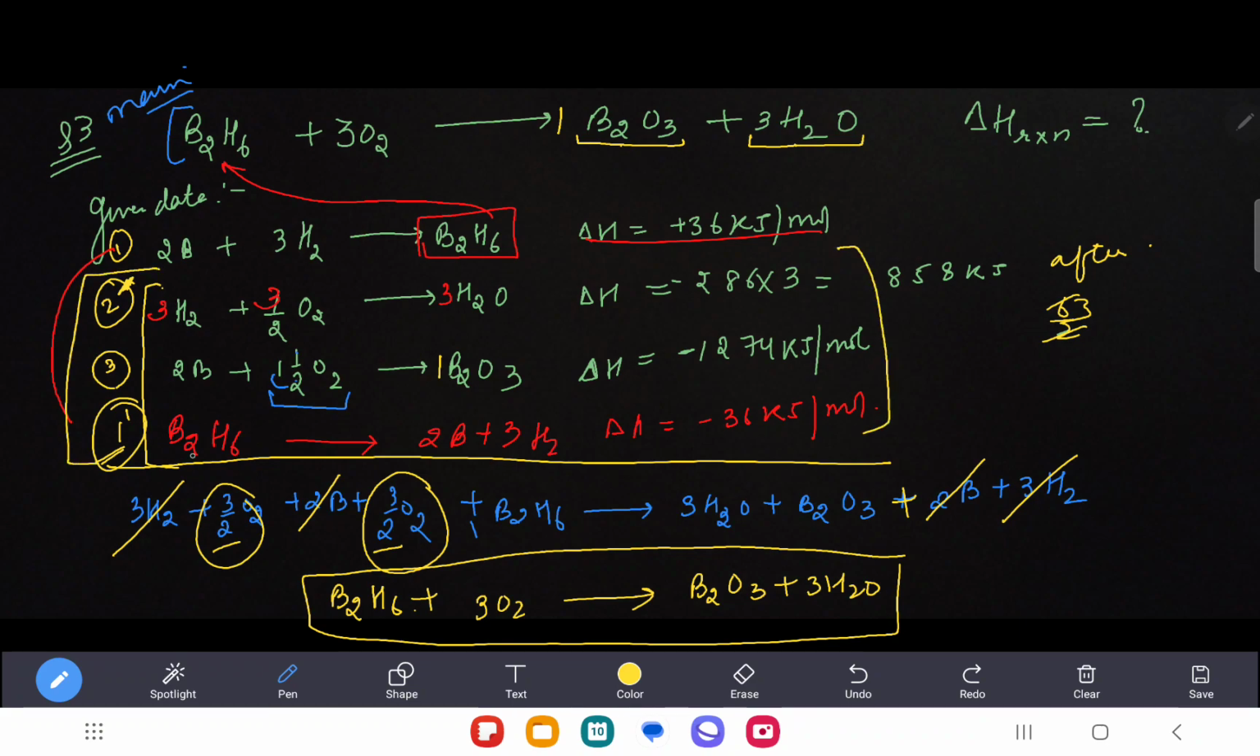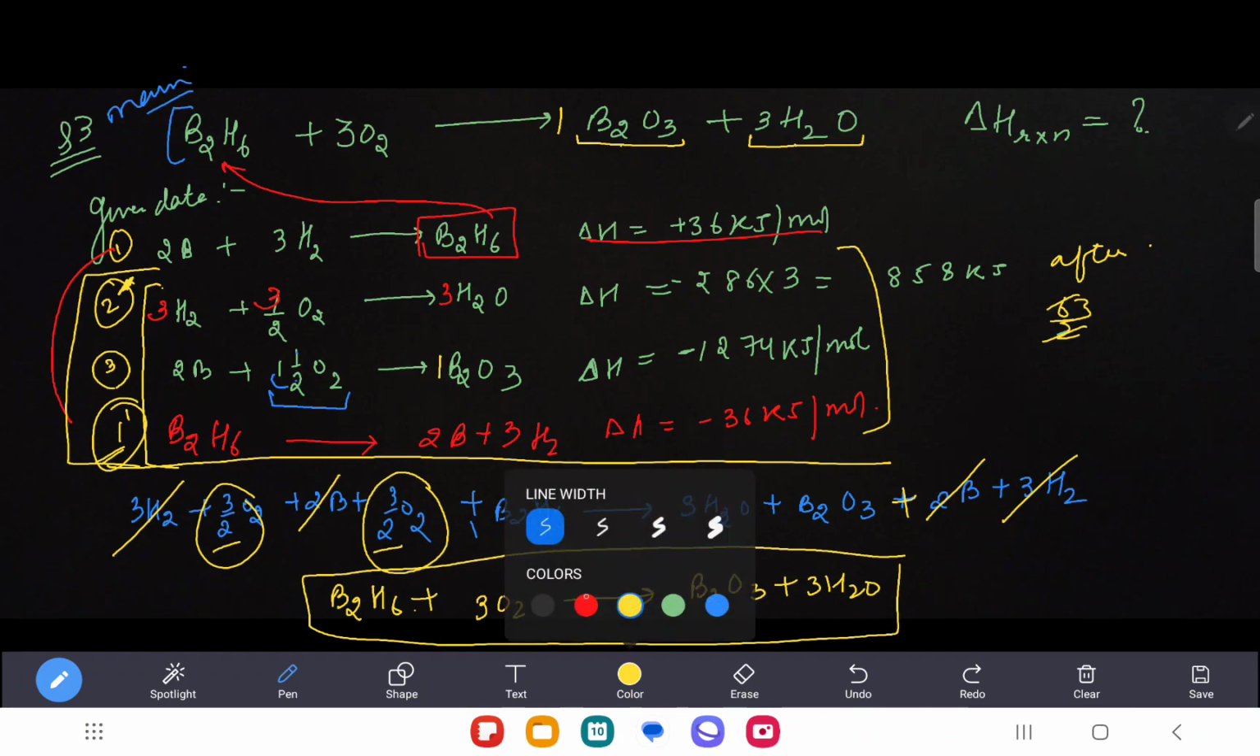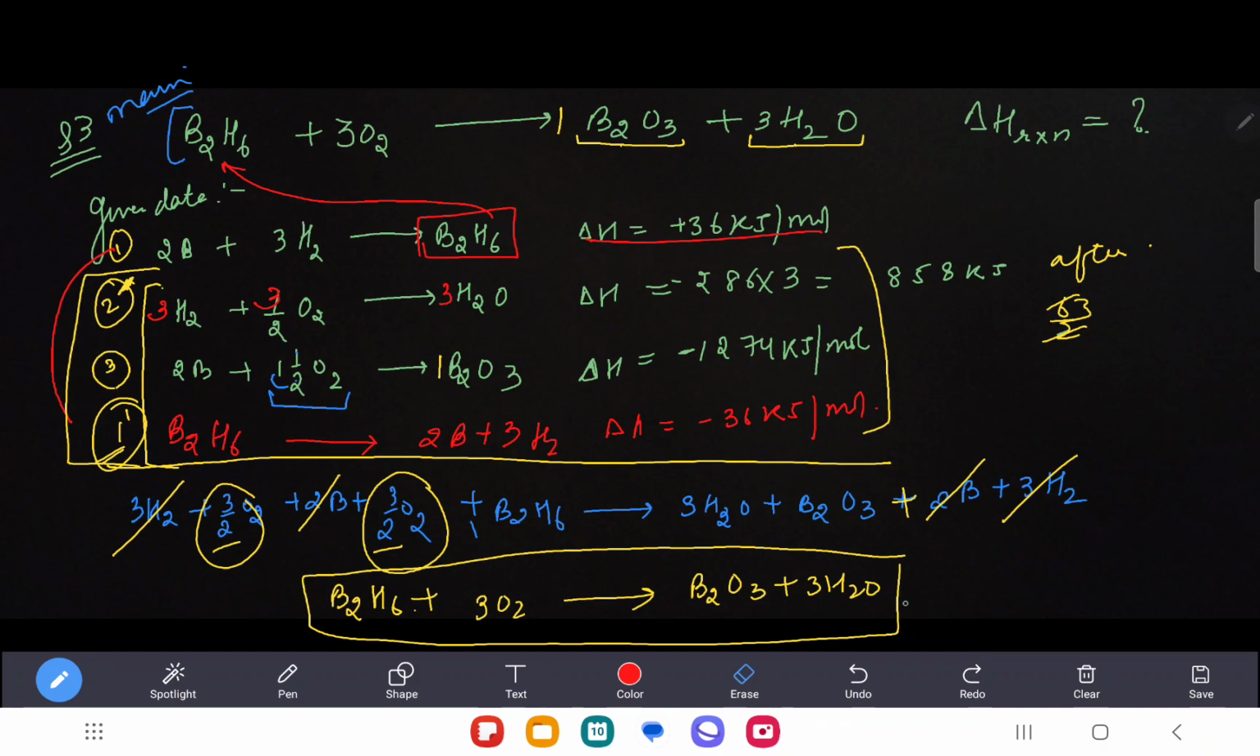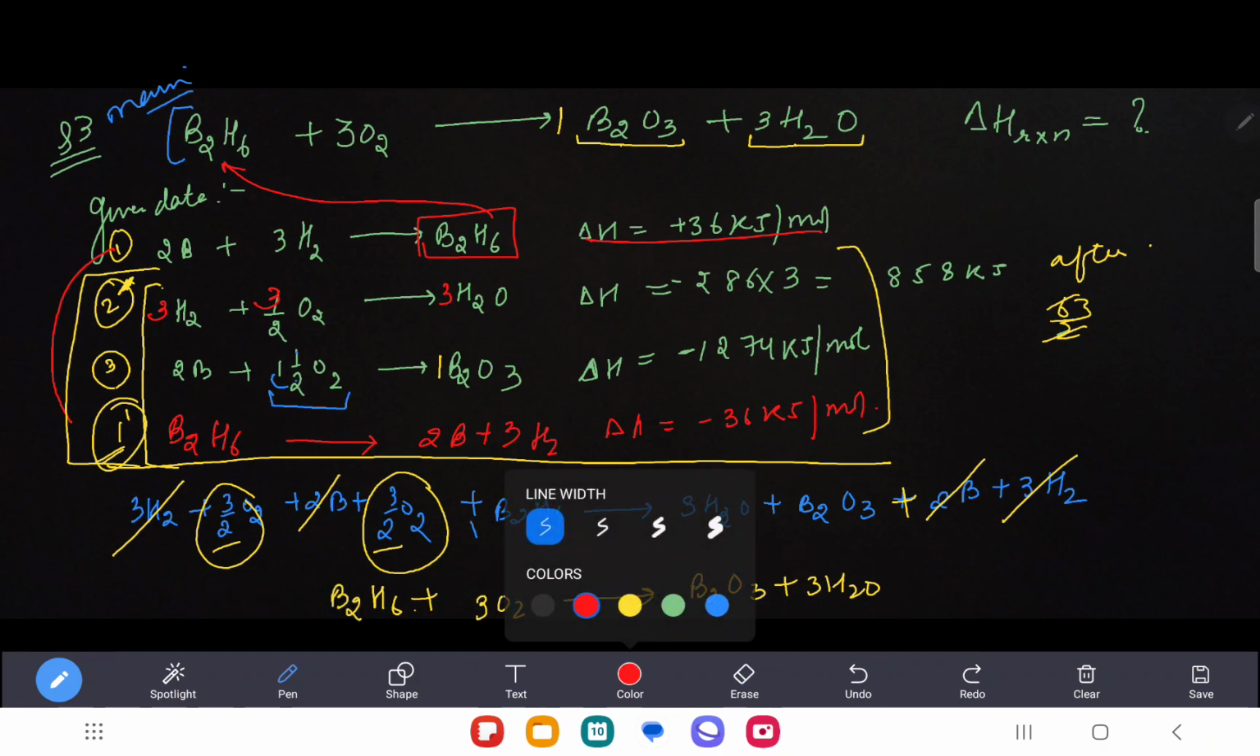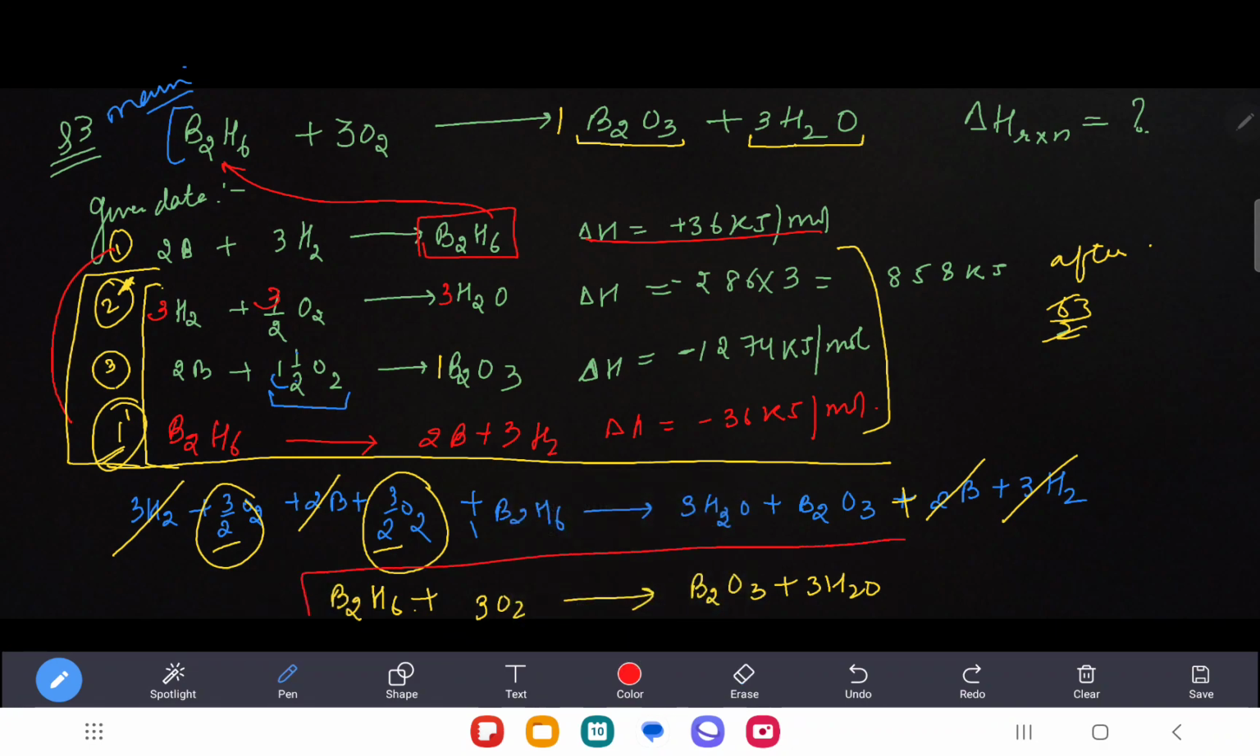But a little bit of understanding and observation is required to understand who to reverse, who to modify, who to multiply. That sort of modification and that sort of understanding you would be required. You understand?